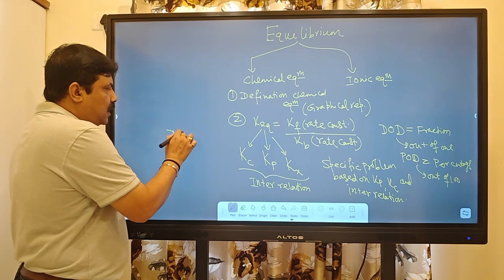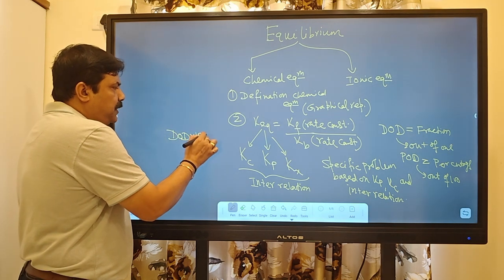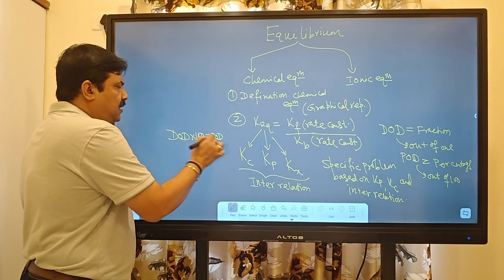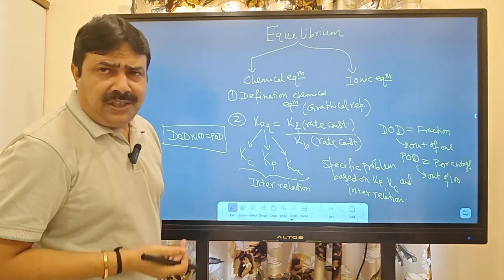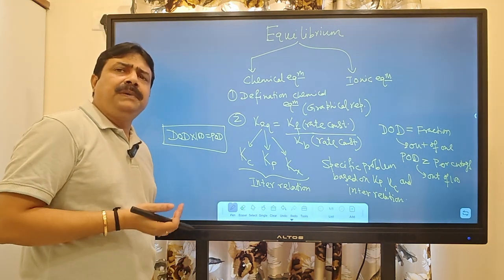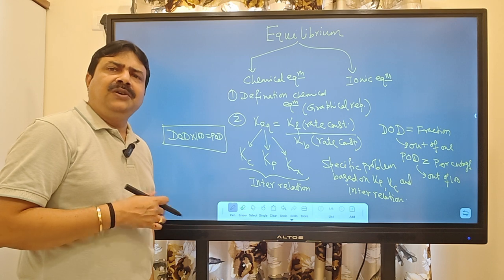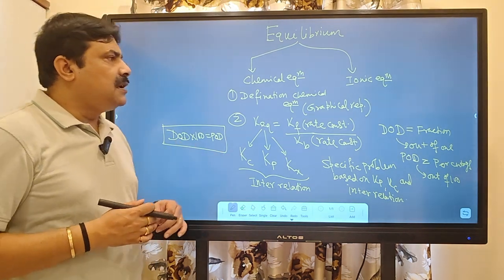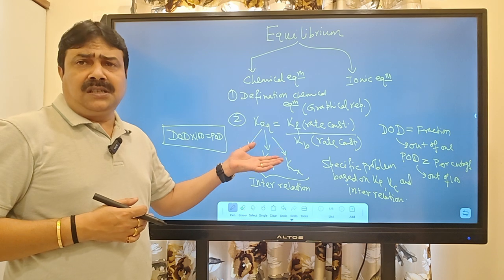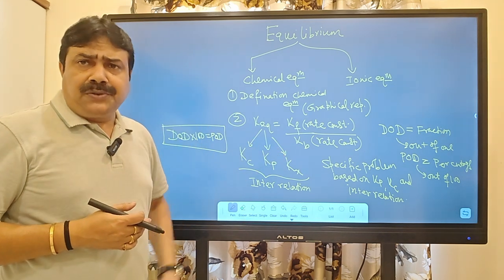DOD into 100 equals your POD. If POD is given, then divided by 100 you will get DOD. If DOD is given, multiplied by 100 you will get POD. POD by 100 gives DOD. Everything you can interconvert, whichever way they are giving. POD means percentage of dissociation. DOD means degree of dissociation.